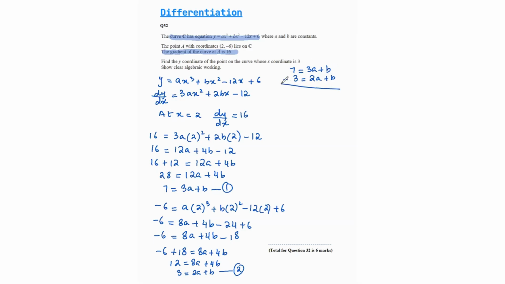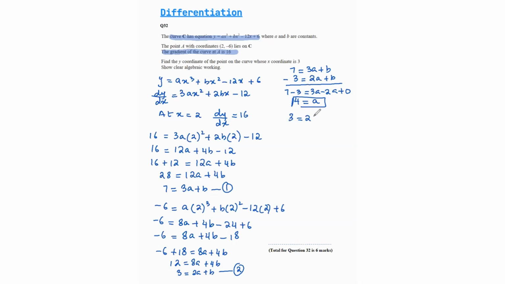So we subtract the two because both B's are positive. So to get rid of the B, we need to subtract them. 7 minus 3 equals 3A minus 2A and B minus B is 0. So that's 4 equals A. Put A equals 4 into either of the equations. I'm going to pick the second one.